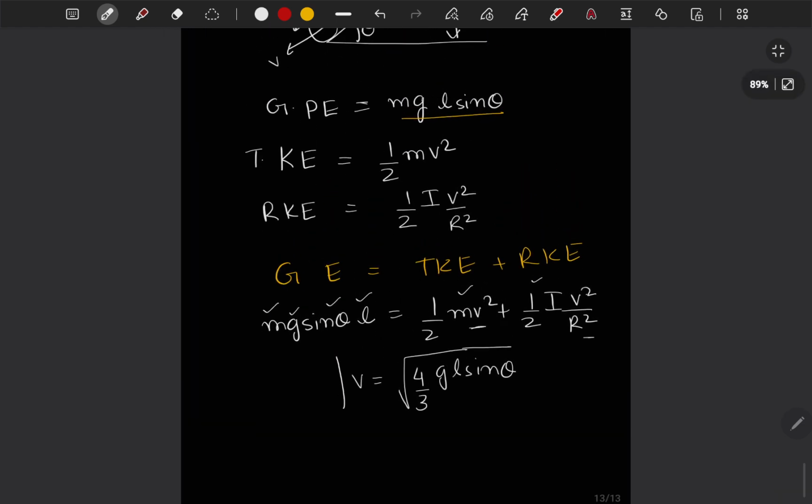Now is it making sense dimensionally? This check is important, because this is the advantage that physics offers, that you can check your answer. Is the dimensional check working? Acceleration in meter per second square multiplied by meter gives meter square per second square, under root gives meter per second. Yes, theta is dimensionless here. And if you increase the length, does the speed increase? Yes, obviously. And if theta increases, does the speed increase? Yes, obviously. So this looks correct.